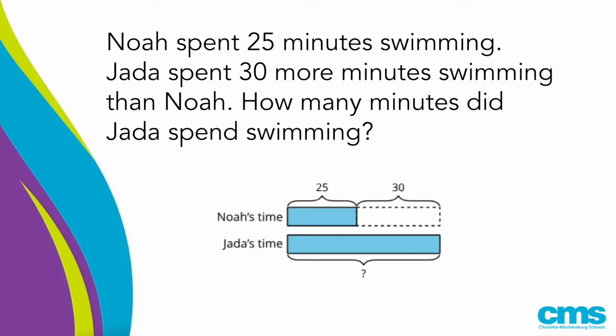As an example, the word problem shown can be represented in this tape diagram. Noah spent 25 minutes swimming. Jada spent 30 more minutes swimming than Noah. How many minutes did Jada spend swimming? Here we can see Noah's time is represented, and Jada's time is represented by Noah's time and 30 more minutes.